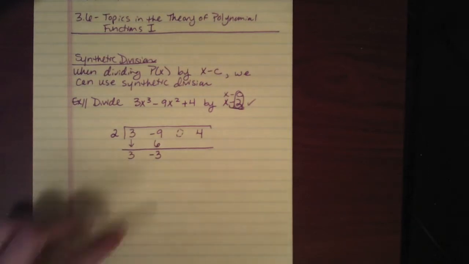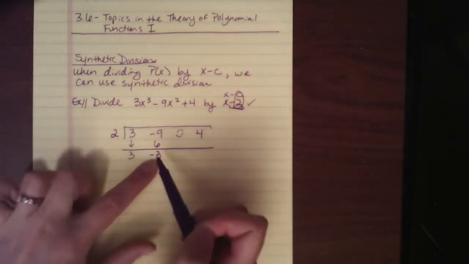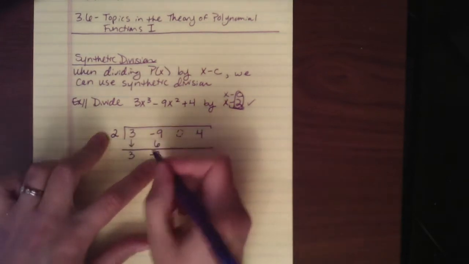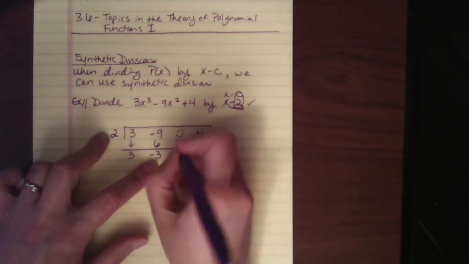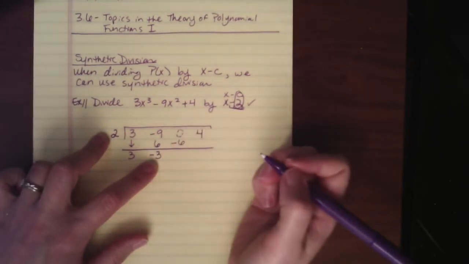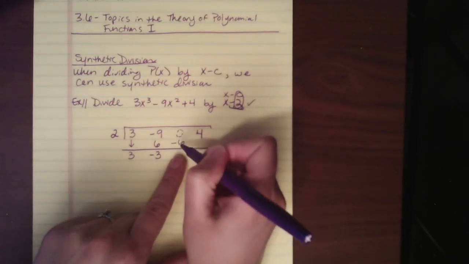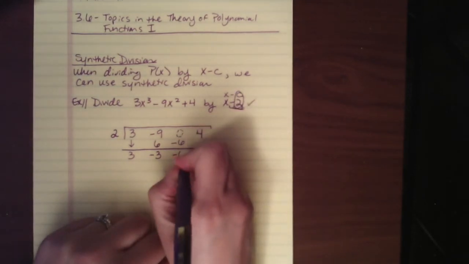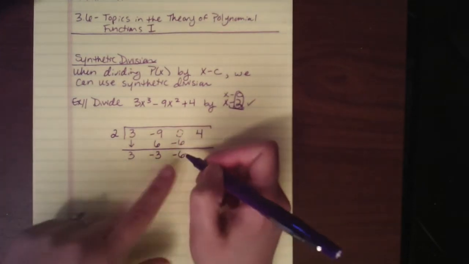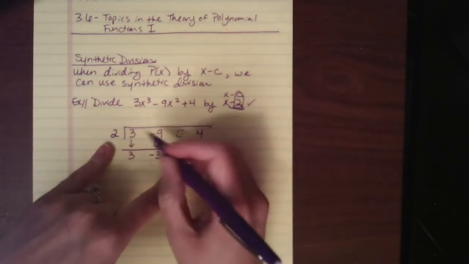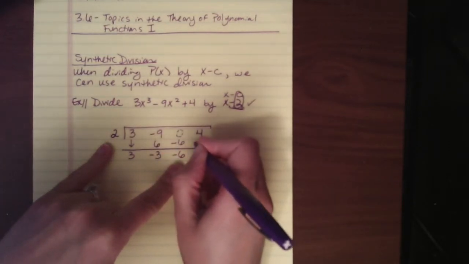Then the process starts over again. Number below the bar, multiply by c. So negative 3 times positive 2 is negative 6. That goes diagonally up above the bar. Combine 0 and negative 6 to get negative 6. We have a number below the bar. We start the process over again. Negative 6 times 2, negative 12. Goes diagonally up above the bar.